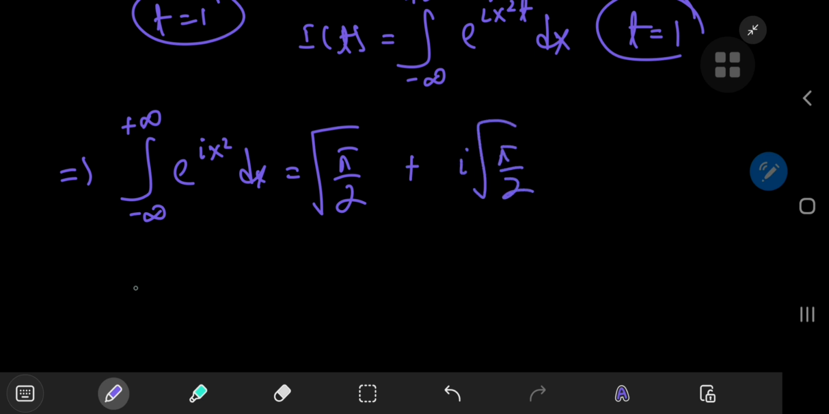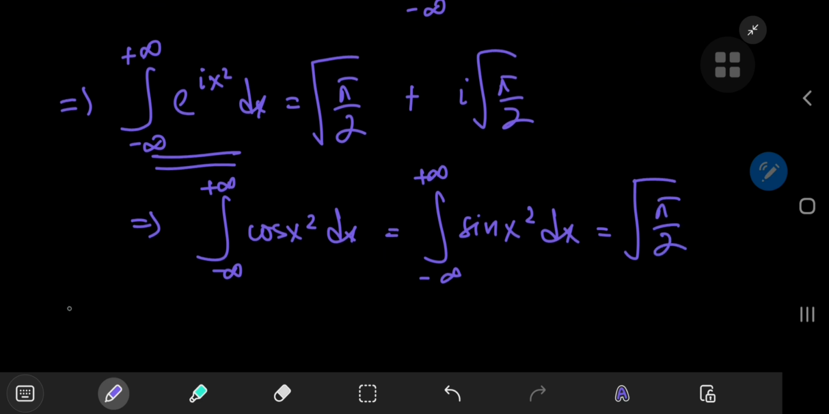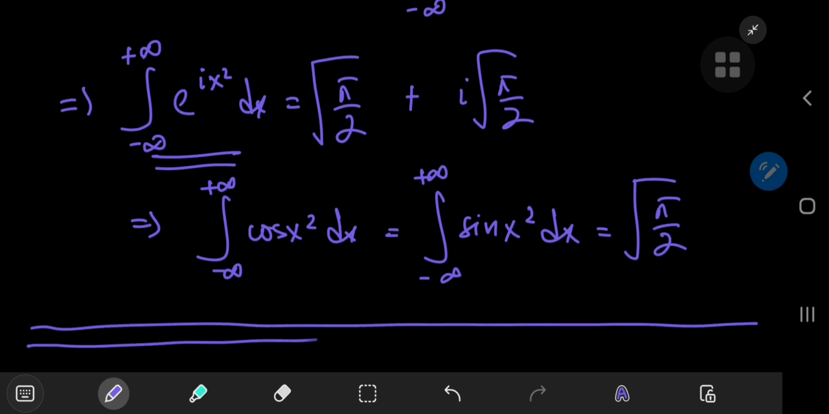And all that's left now is to separate the real and imaginary parts on the left-hand side. So you get the integral from negative to positive infinity of the cosine of x squared equal to the integral from negative to positive infinity of sine x squared, and all of this equals square root pi by 2. So yeah, that was awesome. Definitely awesome. And I still believe the most elegant way of evaluating these Fresnel integrals is using basic complex analysis. But this is still pretty cool.